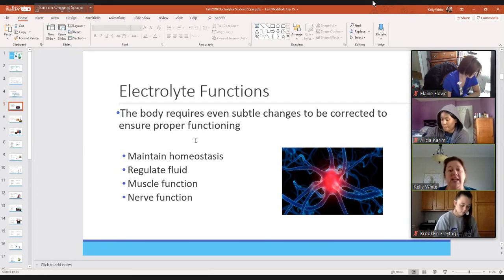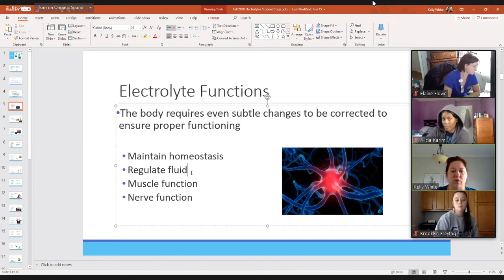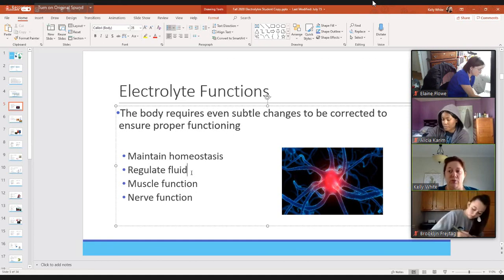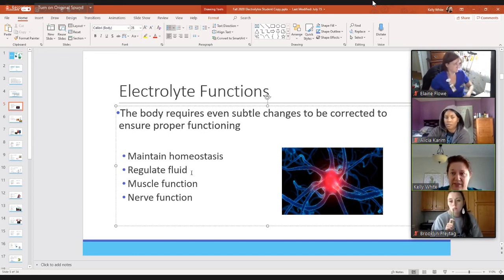Our kidneys are going to be our primary organ that regulates our fluid. Your kidneys are either going to excrete fluid or retain fluid, right? If you need fluid in your body, it's going to hold on to that fluid. If you have too much, it's going to get rid of it, okay?